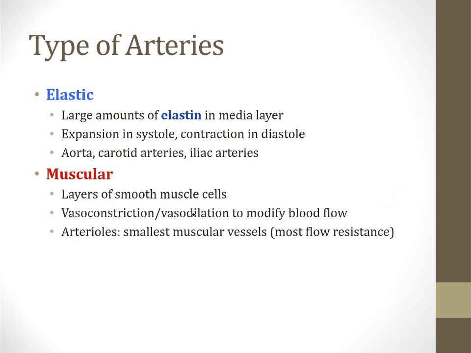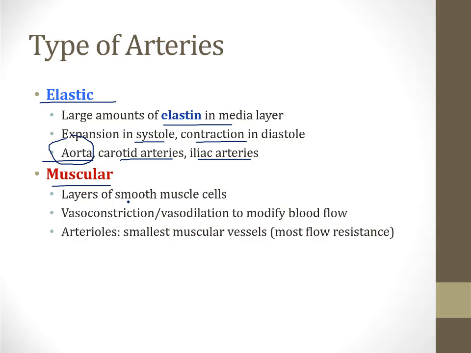Not all arteries in the body are the same. Some are called elastic and others are called muscular. The elastic arteries get their name because they are relatively stretchy, and that's because they have large amounts of a protein called elastin found in the media layer. This allows the vessels to stretch and expand in systole when they fill with blood, and then in diastole, when the blood drains away, they can contract and become smaller. And this is the type of artery that's found in the aorta. Your aorta is a major elastic artery. You can also find this in the carotid arteries and the iliacs.